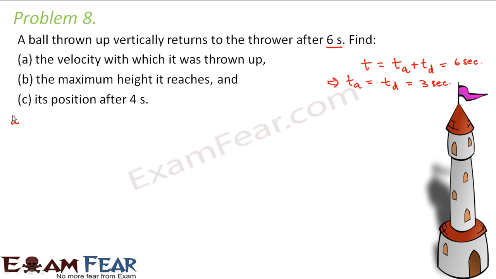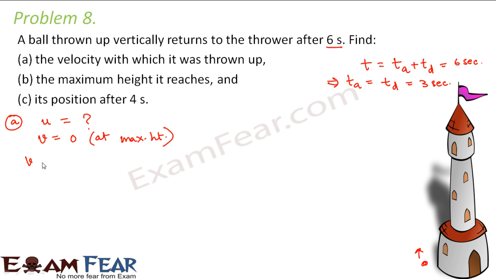So now in the first problem, we have to calculate the velocity with which it was thrown up. So the stone was thrown up from here. So we have to calculate the initial velocity, right? Now the stone will reach a maximum height. So at maximum height, the final velocity will be equal to 0. Correct?